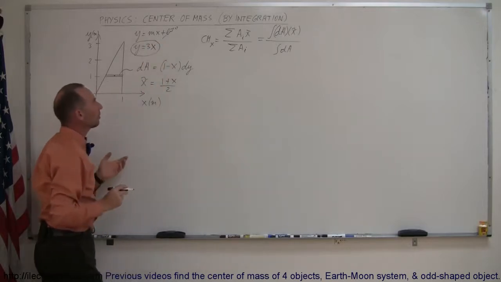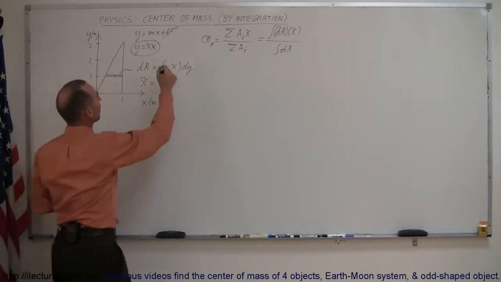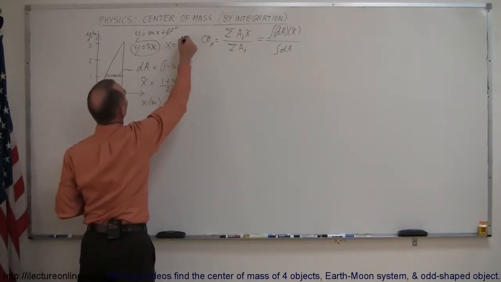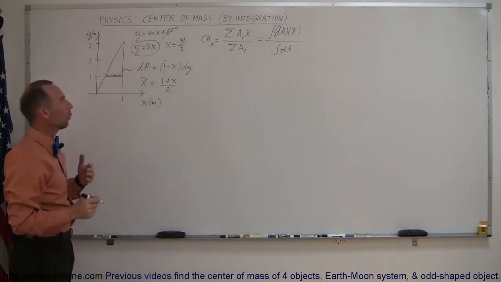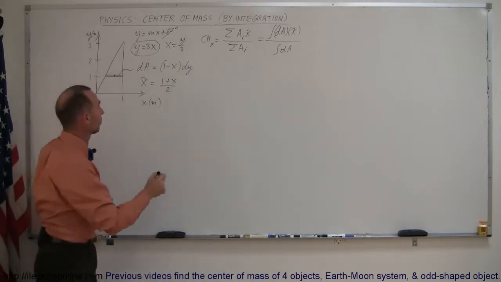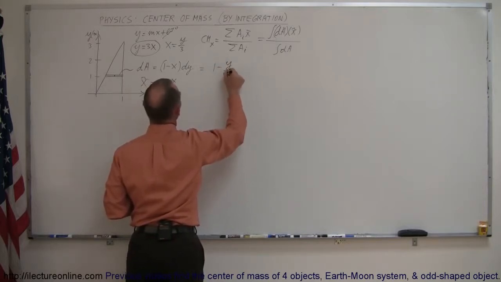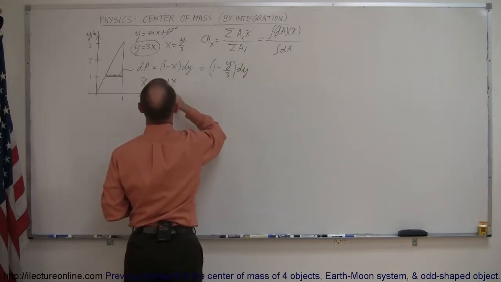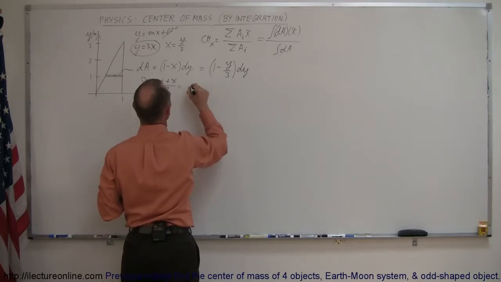There. So that's the relationship between x and y, which means if we solve this for x, we could say that x is equal to y divided by 3. And so for those two equations, I can plug in y divided by 3 instead of the x. So a dA will be equal to (1 minus y over 3) times dy. And for the x tilde, the x coordinate of the center mass of the little line segment, is going to be (1 plus y over 3) divided by 2.